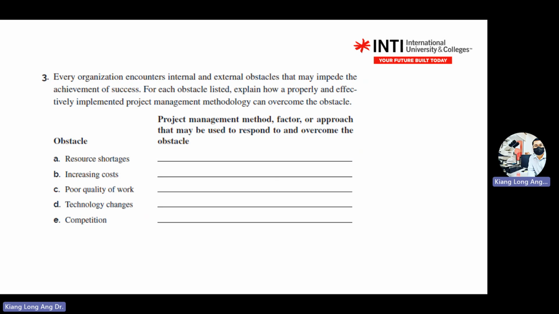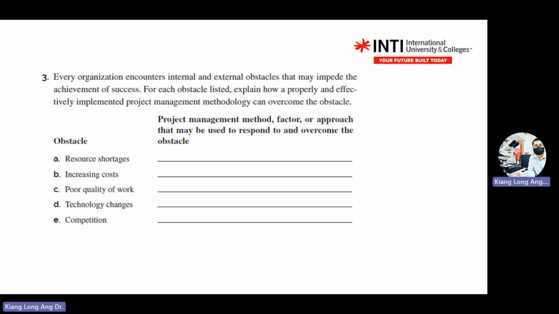So for the resources, how do you handle it if you are a project manager and you are facing a resources shortage? What will you do? What will you do as a project manager? Outsource, okay. Outsource that one, okay. Another one.